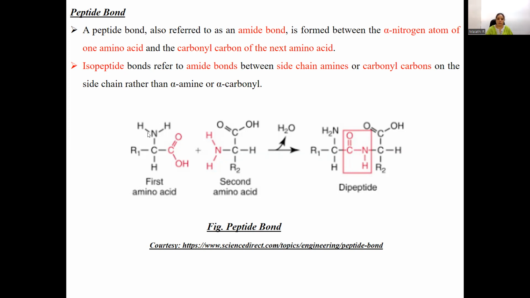So we have one amino acid's COOH group and the second or subsequent amino acid's NH2 group, followed by which a water molecule will be removed and you have a dipeptide. C double bond O NH will be the peptide bond structure. Now we will see the properties of the peptide bond.